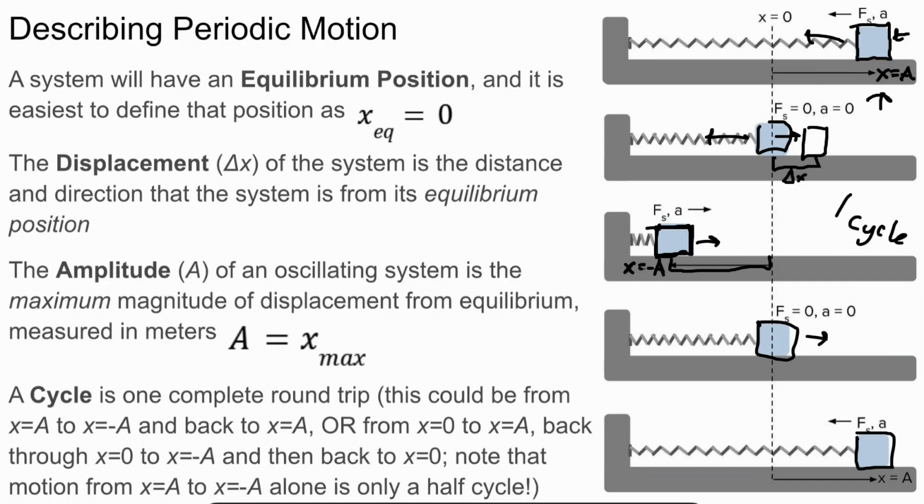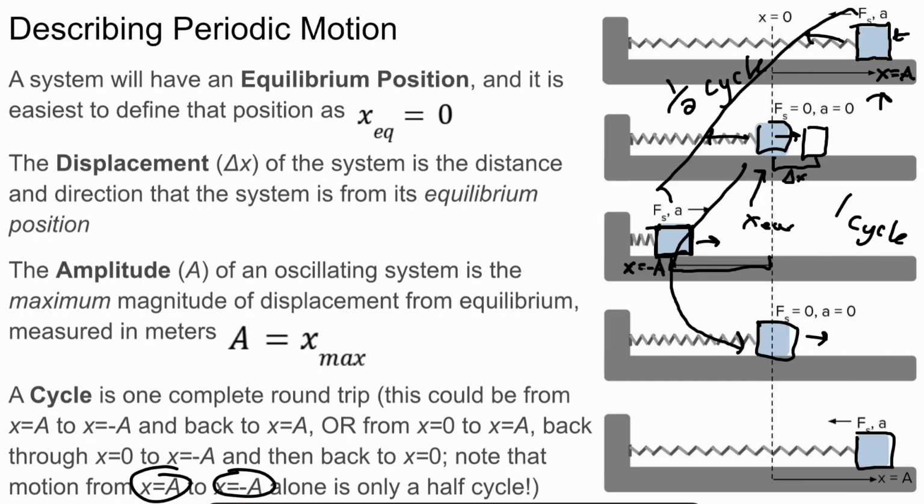We can start at any point in this cycle and then wind up back at that same point as long as we've gone through this whole motion one time. So for instance, what we can't do is start from A and go to negative A. If we just do that, going from here over to here, that would just be one half of a cycle. The same thing if we started from our equilibrium position and then moved through negative A or A back to our equilibrium position, that's only one half of a cycle. So one cycle is completed when we move all the way through this entire cycle one full time.